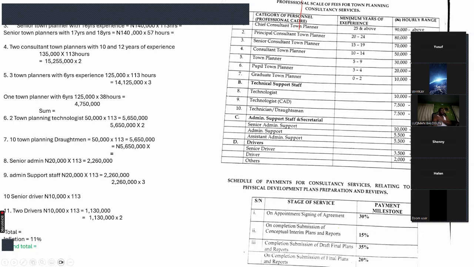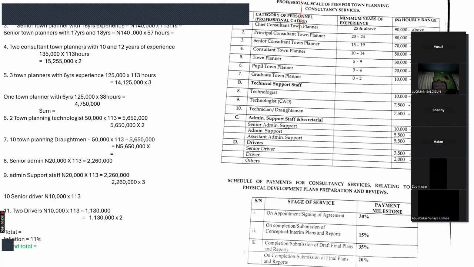Then as you can see on the screen, we have the minimum years of experience. Number one, we have chief consultant town planner. Any town planner that has experience of 25 years and above in the business of town planning is referred to as chief consultant town planner. The second most ranking town planner is the principal consultant town planner, with the experience of 20 to 24 years. You just read the table, it is self-explanatory. Senior consultant town planner, 15 years to 19 years. Okay, in the other column, you will see their hourly range.